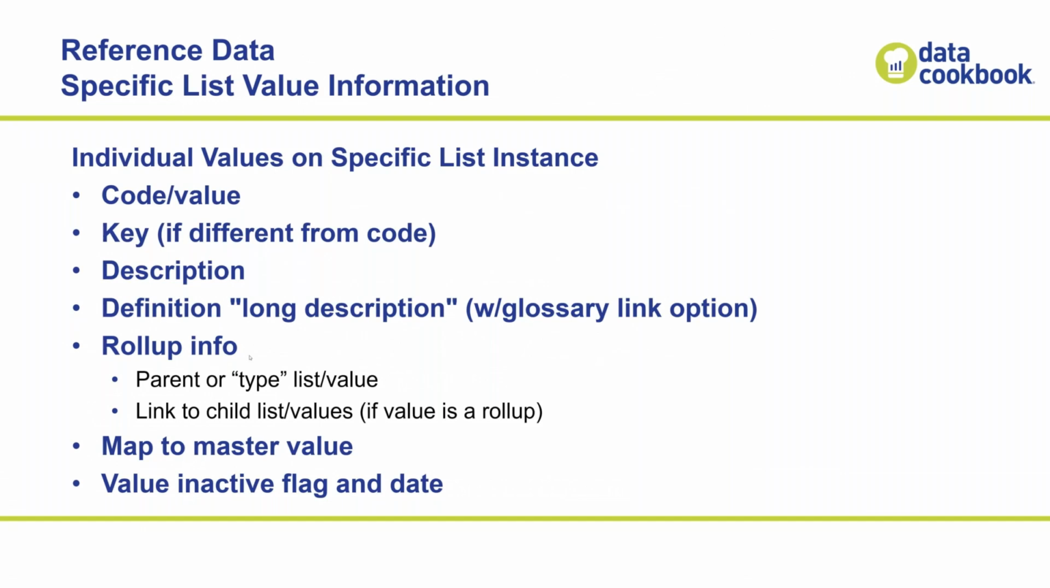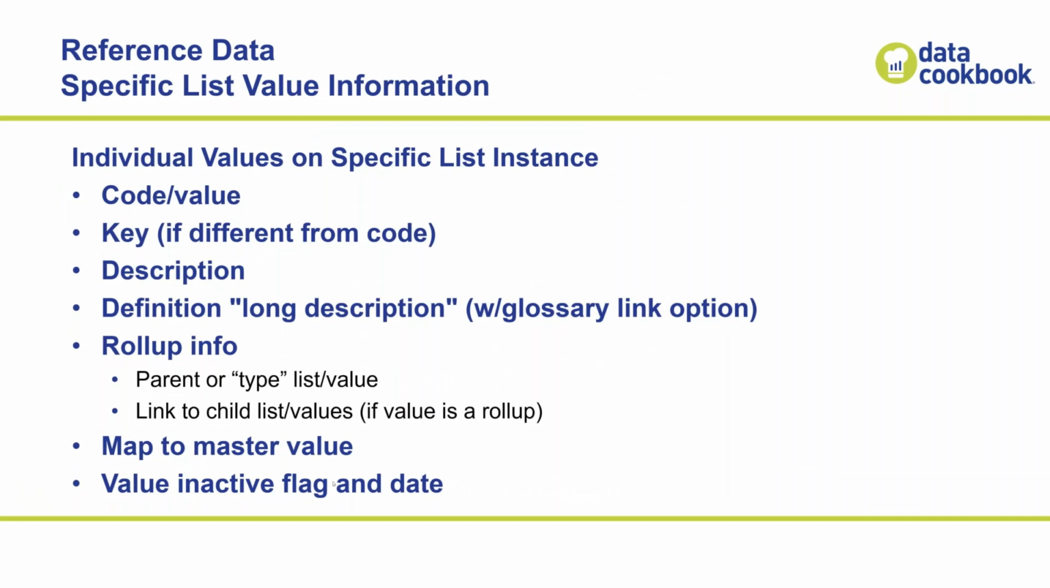And then roll up info. If this particular code rolls up to another parent code, like a list of departments where, in a GL number, it rolls up, if we're managing that, that can be useful. And then, does it map to a master value? If it's connected to another, for this specific list I've got this thing called A for active, and it maps to what we call active in our master list.